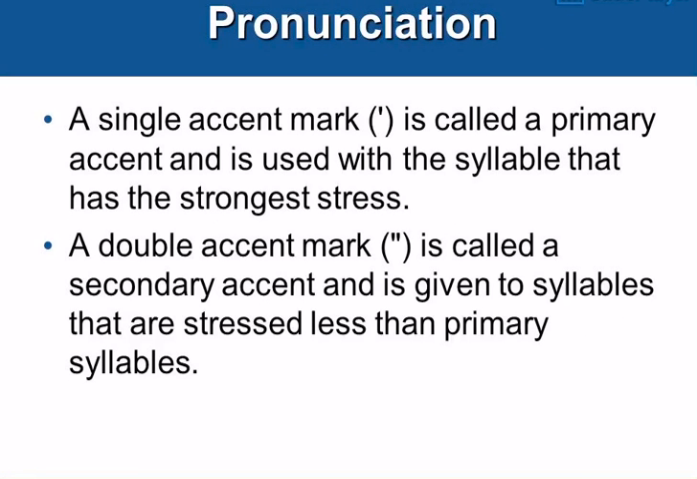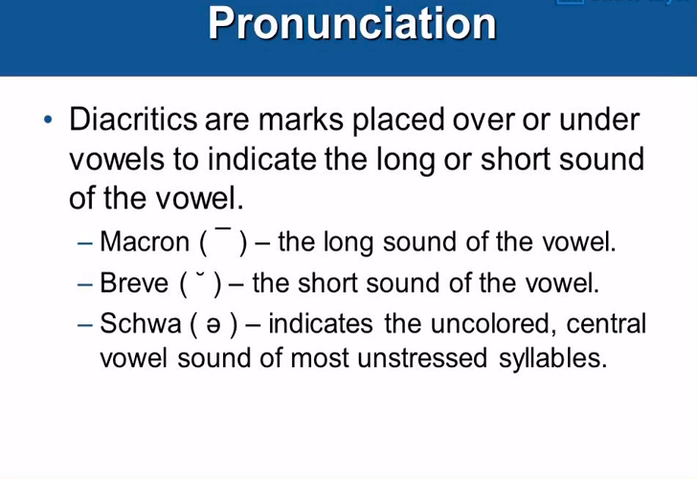Pronunciation. A single accent mark is called a primary accent and is used with the syllable that has the strongest stress. A double accent mark is called a secondary accent and is given to syllables that are stressed less than primary syllables. Diacritics are marks placed over or under vowels to indicate the long or short sound of the vowel. Macron indicates the long sound of the vowel. Breve indicates the short sound of the vowel. Schwa indicates the uncolored, central vowel sound of most unstressed syllables.